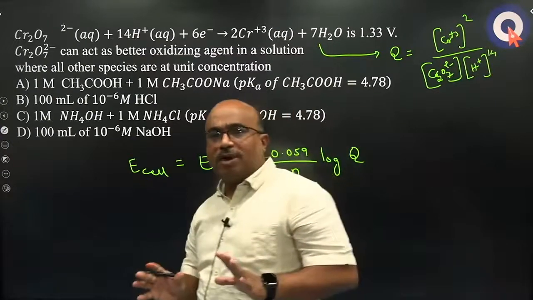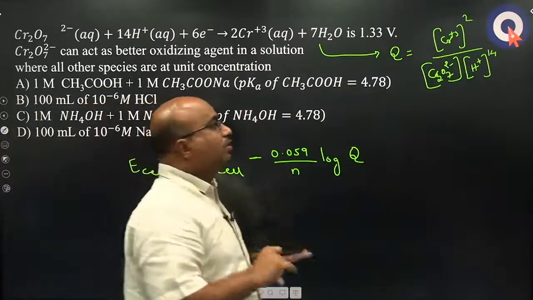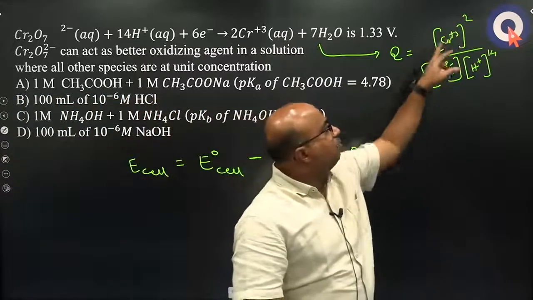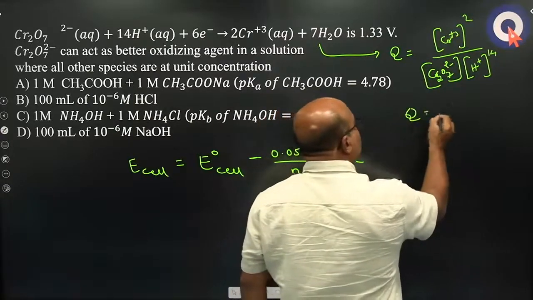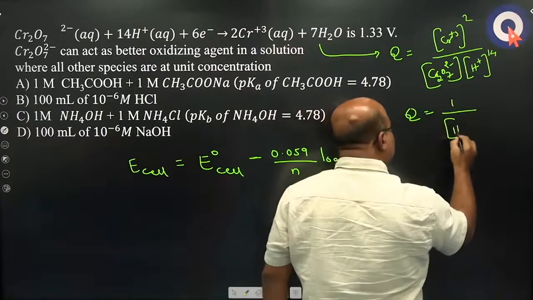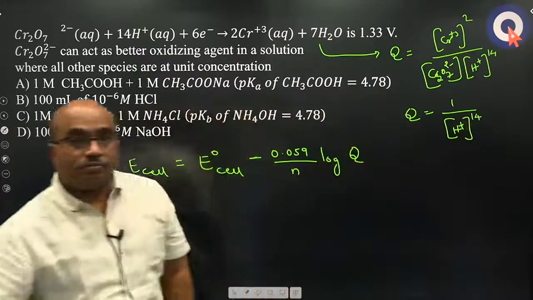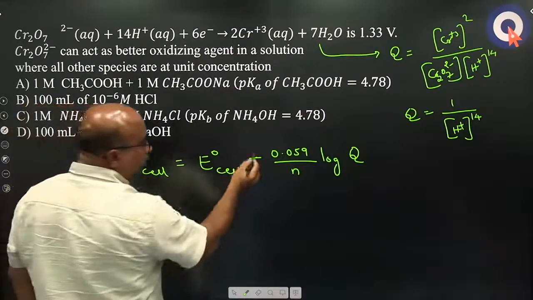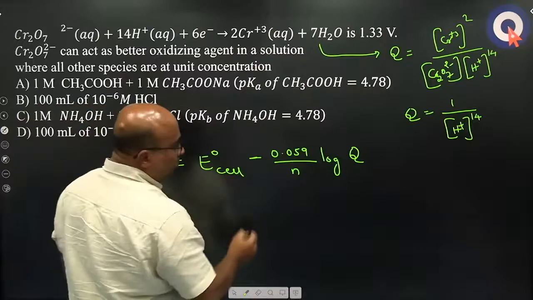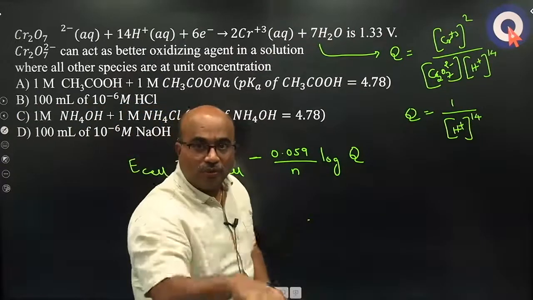But it was said that the dichromate concentration and chromium 3+ concentration are unity, so it just becomes 1. So what is the reaction quotient effectively now? It's nothing but 1 by H+ concentration whole to the power of 14. So if the potential has to increase, this term should become positive. If this term has to become positive, the Q value should become low.